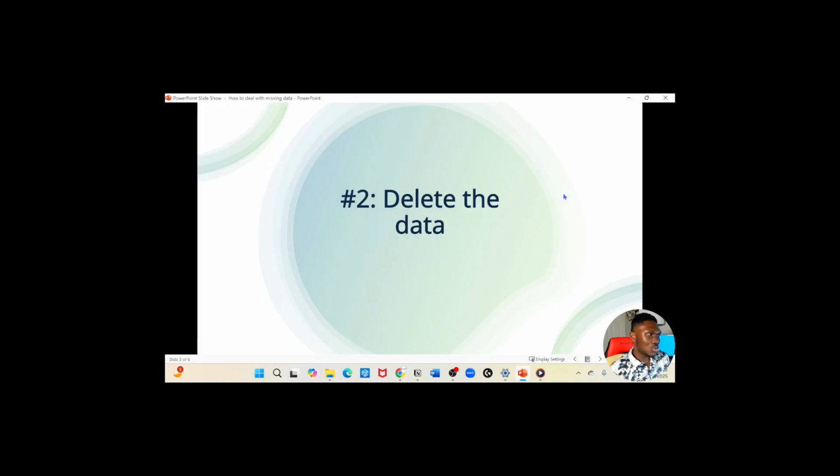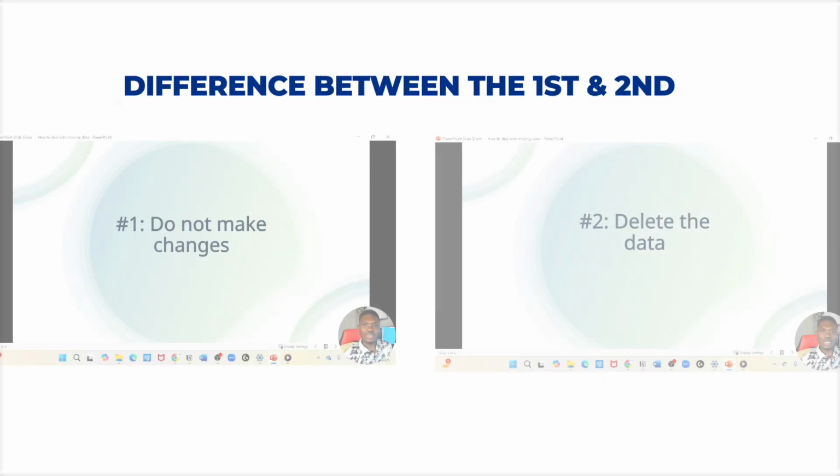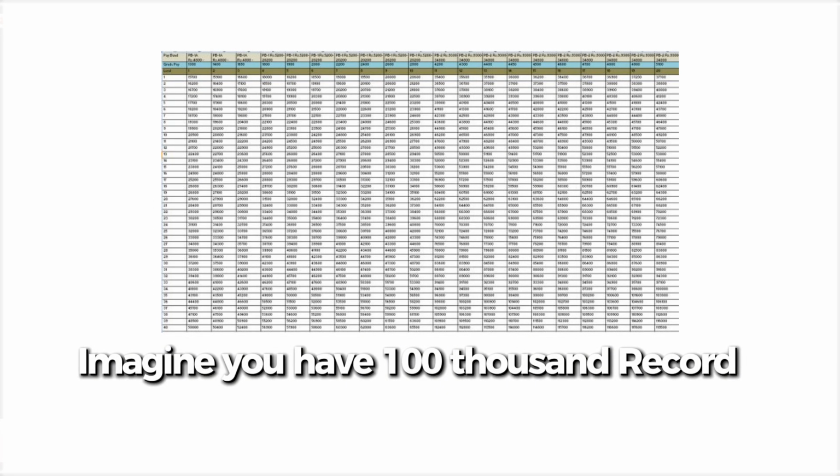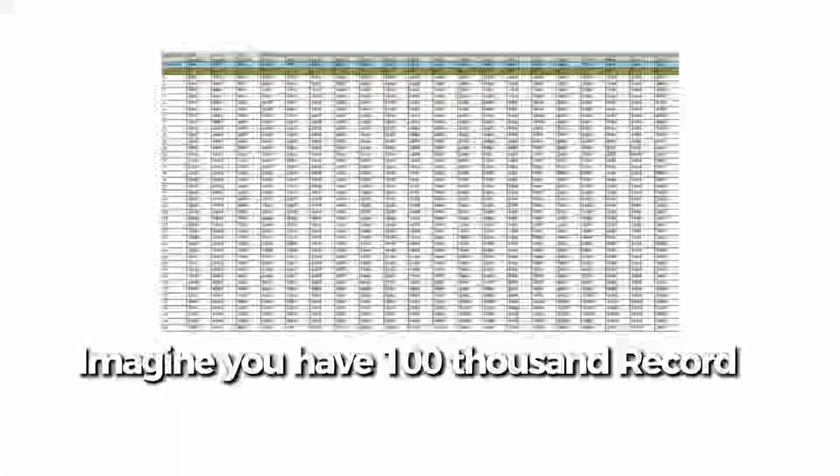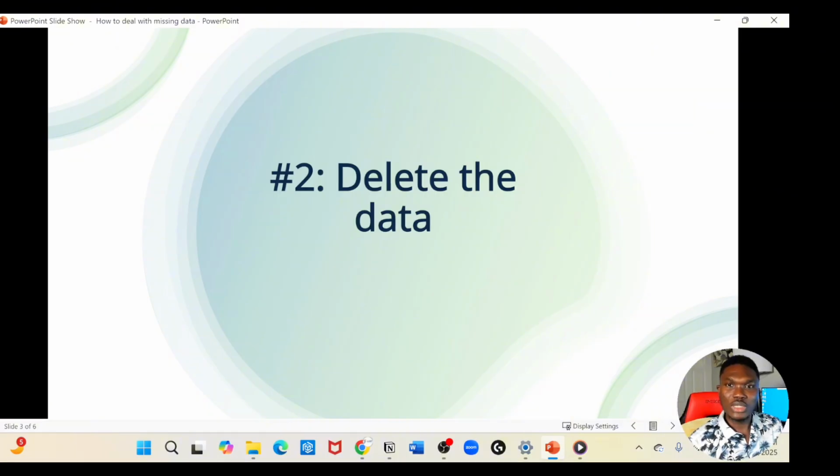And the next thing you could also do is delete the data. Now, I'm not saying delete all your data. The difference between this first and the second is more like a point of comparison. Imagine you have 100,000 records. The first thing you could do is not make any changes and run the analysis that same way. Then the second thing you could do is delete the records that have missingness.